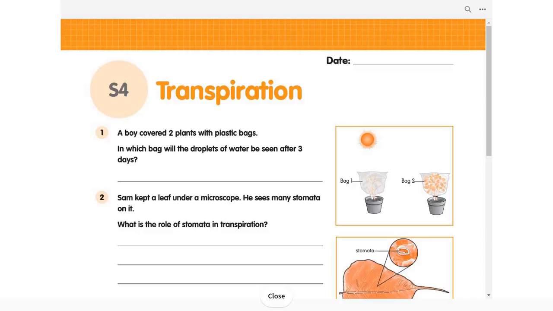Definitely bag 2, right? Because in bag 1 there are no leaves. Without leaves, the plant cannot get or lose water. So the answer is bag 2.